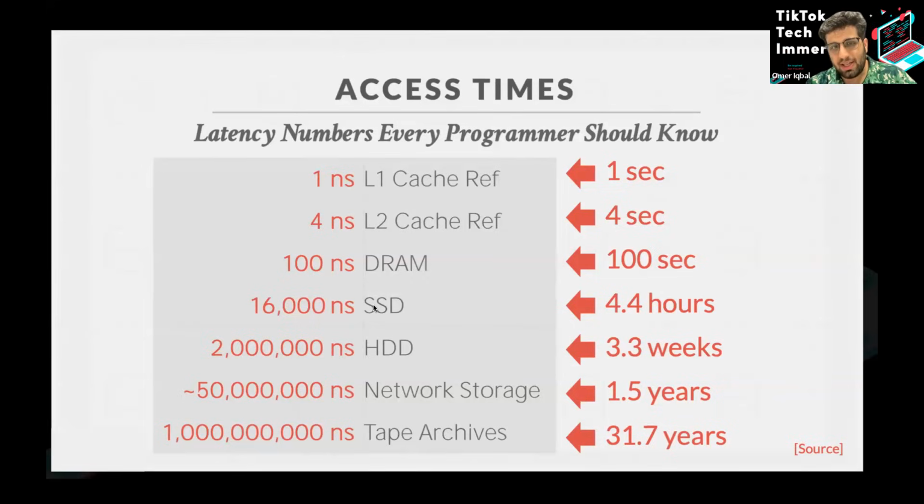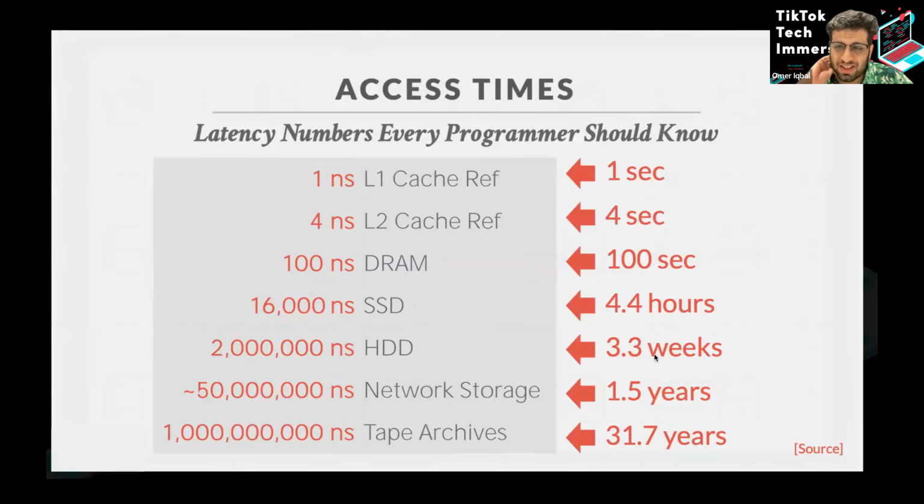And then there's SSD. SSD, which supposedly is quite fast, is like 16,000 nanoseconds, 4.4 hours, compared to 1 second. So once again, this is super slow compared to an L1 cache reference. You can see these things get slower and slower. And HDD is 2 million nanoseconds, which is like 3 weeks. So you access something from cache at like 1 second, but from HDD it's 3 weeks, right? That's a pretty long time.